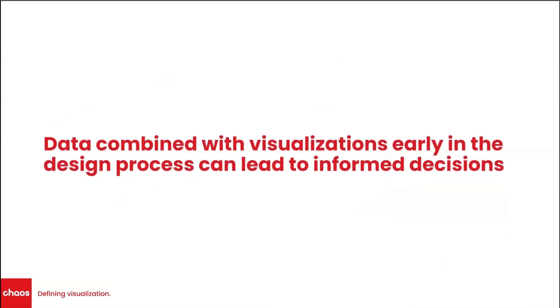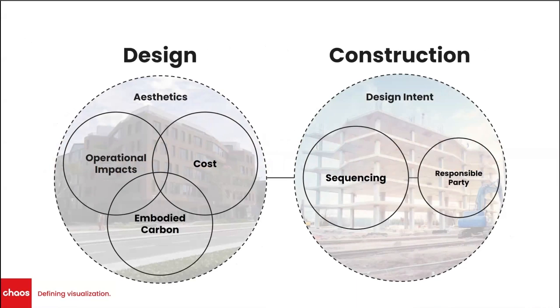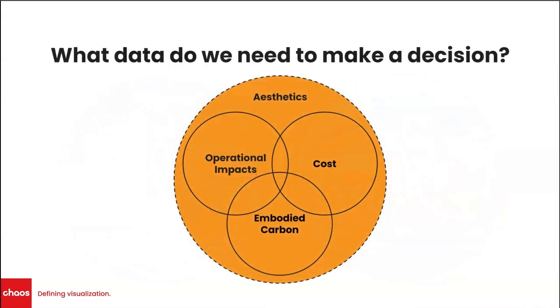When we combine data with visualizations early in the design process, we can make better informed decisions. This leads to reduced uncertainty and greater alignment between what's designed and what's ultimately built. In the design phase, we're primarily concerned with aesthetics, but we also need to consider other data like operational impacts, cost, and embodied carbon. When we move to construction, our focus shifts more towards sequencing and identifying responsible parties for each aspect of the build. But starting with the design phase, let's think about what data we need to make informed decisions. Each of these elements, operational impacts, cost, and embodied carbon, will play a crucial role in the overall success of a project.